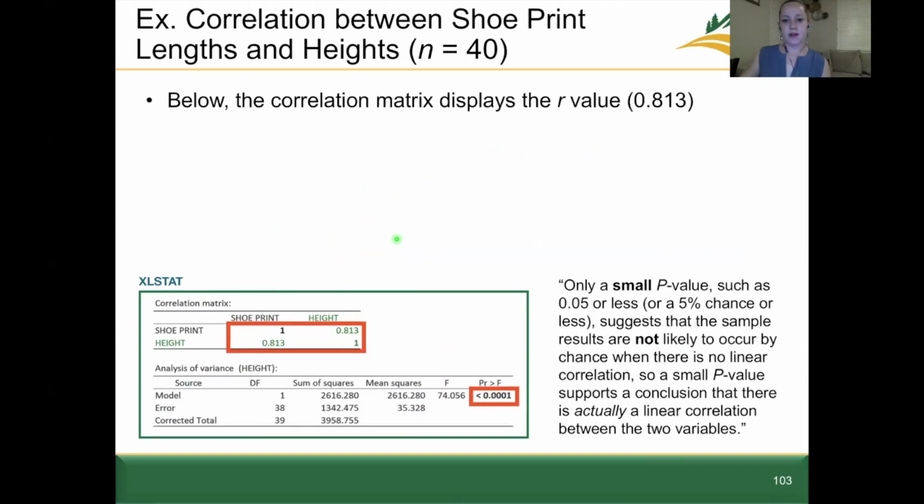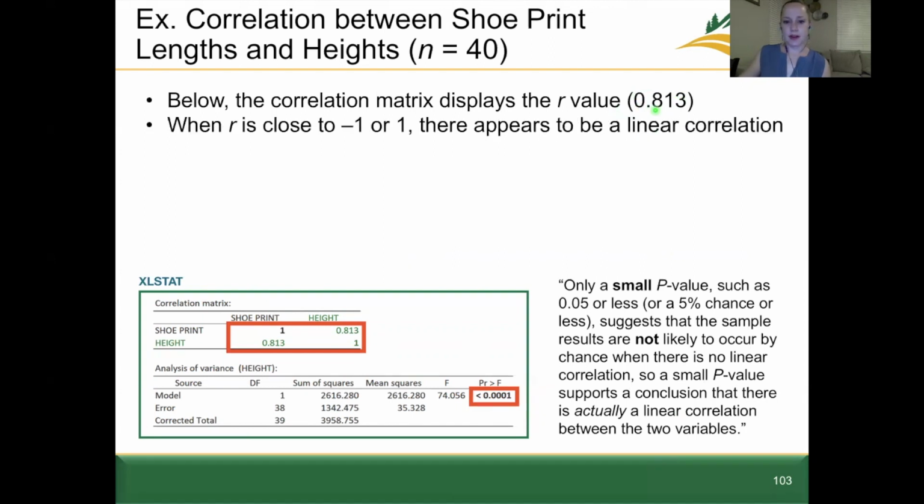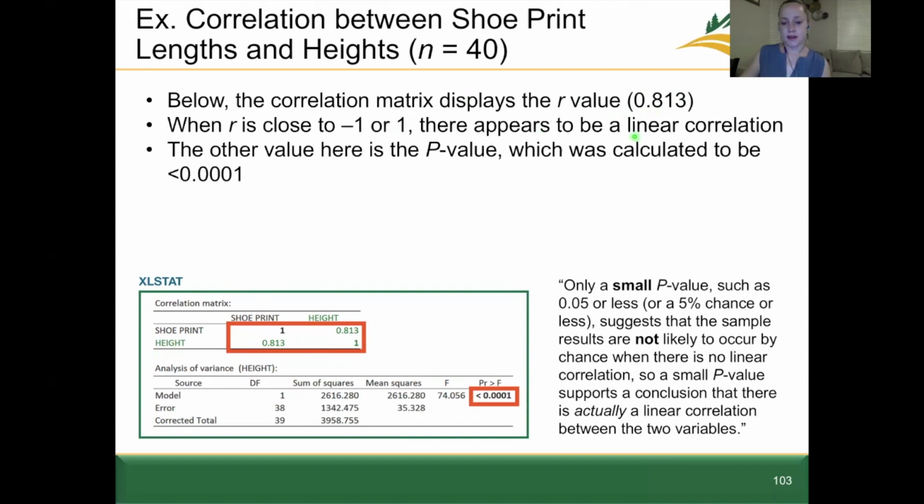So here the correlation matrix displays an R value of 0.813. Now that's a little bit less ambiguous, that's a little bit closer to 1. So we're probably more likely to think there is a correlation here given that R value. Now again, we can always calculate a p-value to tell us with more certainty whether there is a correlation or not. And recall, when R is close to -1 or +1, there appears to be a linear correlation, but we can also use a p-value.